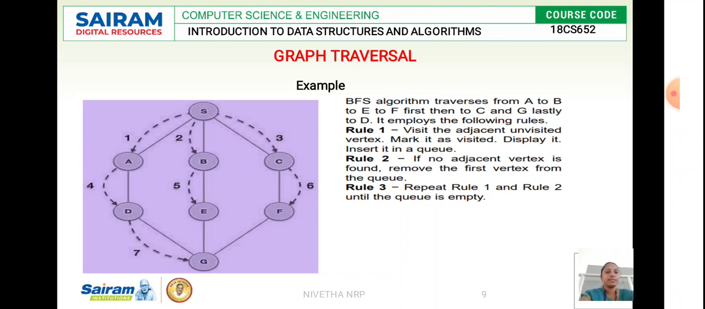The root node is S. First we visit S, followed by A, followed by B, followed by C. So first we have completed the level 0. We have visited S. Then we come to the first level. In the first level we have A, B, C. We'll be visiting that, followed by the second level. In the second level we have D, E, F. So we'll be visiting D, E, F, and finally the third level where we have G. So finally G will be visited.